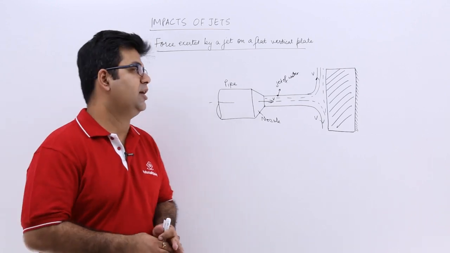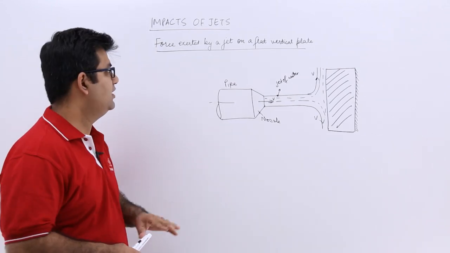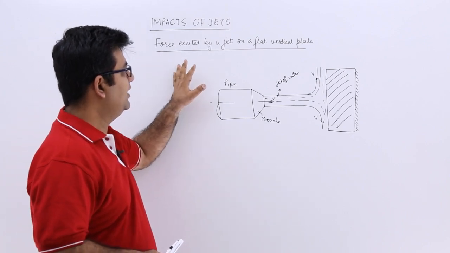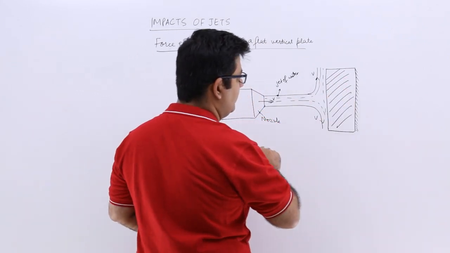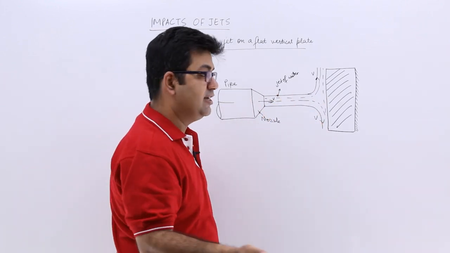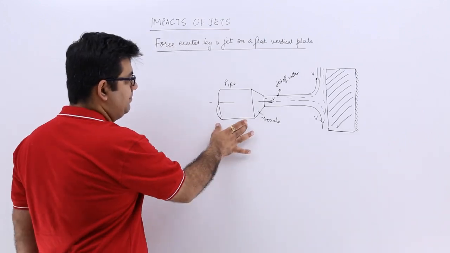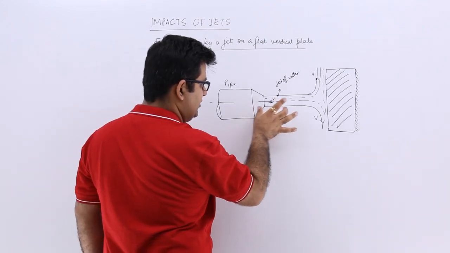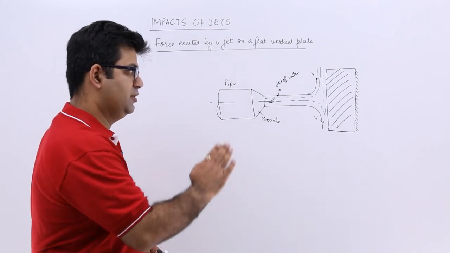Now in this chapter we'll start looking at the impacts of jets, and the very first topic we'll look at is the force exerted by a jet on a flat vertical plate. So this is a flat vertical plate, on which a jet of a liquid, let us say water, is impinging in a horizontal direction like this. So this is the pipe and this is the nozzle which is directing the stream of water onto this flat plate which is in the vertical direction.